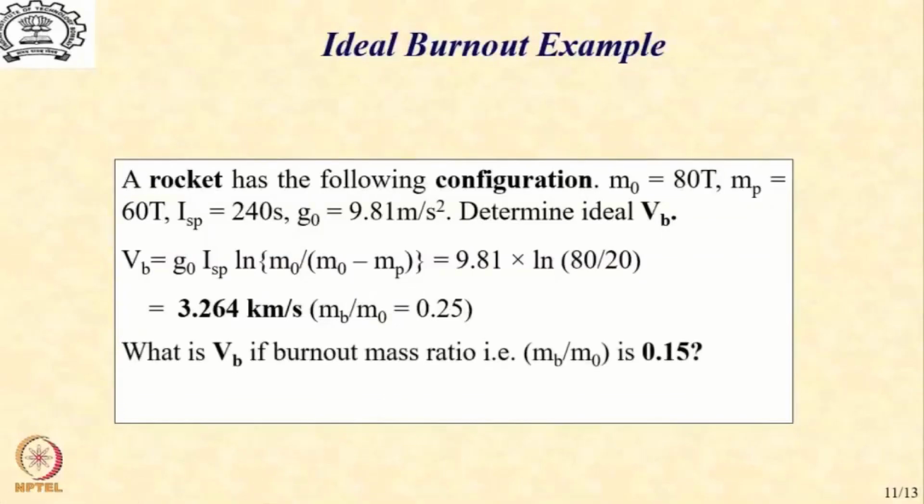Now I want to explore this question: supposing I wanted to reduce my burnout mass ratio from 0.25 to 0.15, what is the VB that I can get? Indirectly, what I am saying is that if I carry more propellant, what happens? When I say that my burnout mass fraction is 0.15, you can immediately guess how much propellant I am carrying over and above the 60 tons.